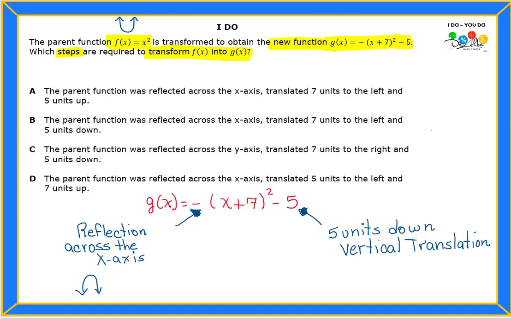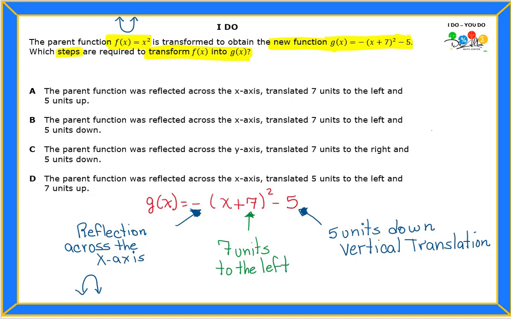What about the number inside the parentheses, the plus 7? Let's check it out. I hope you don't get confused because you see a positive 7, it actually does the opposite. A positive 7 means that my function actually moves 7 units to the left. So that will always be the opposite.